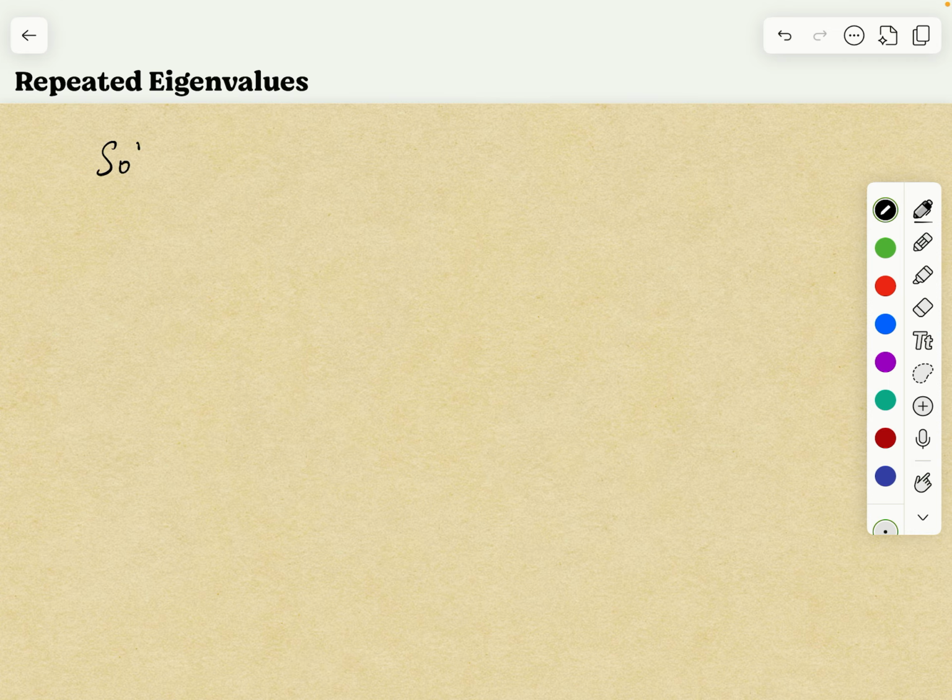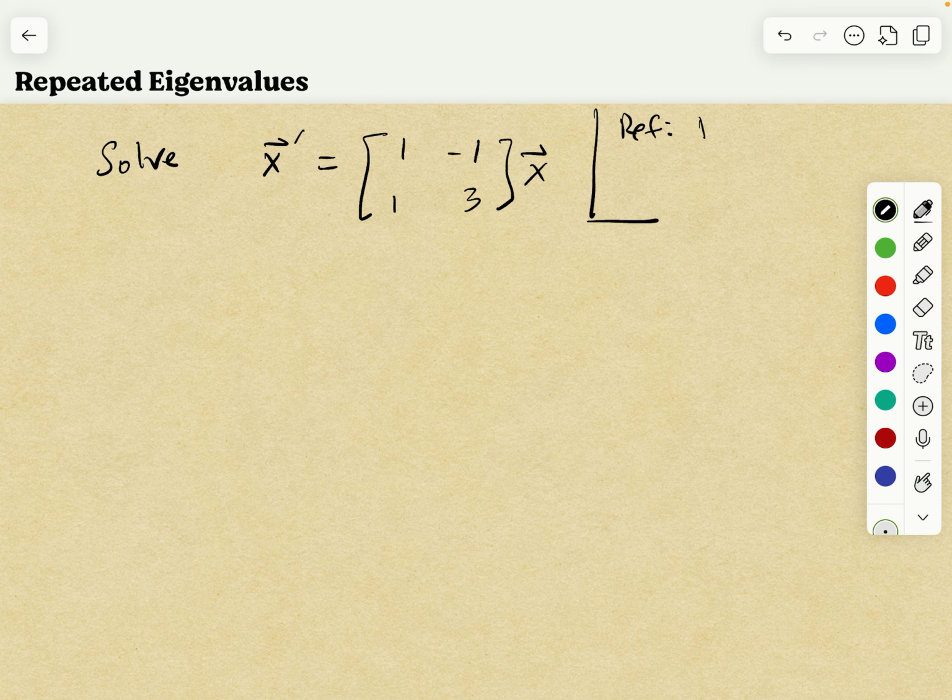So suppose we want to solve x' = [[1, -1], [1, 3]]x. By the way, a reference for this is the book Boyce and DiPrima, section 7.8, on repeated eigenvalues.